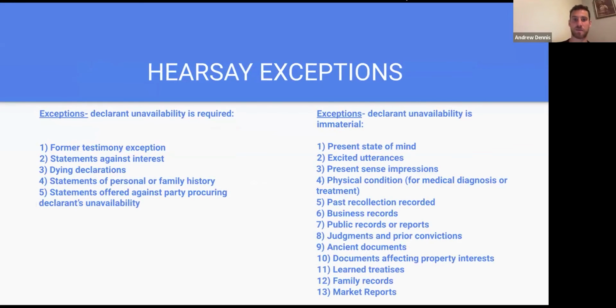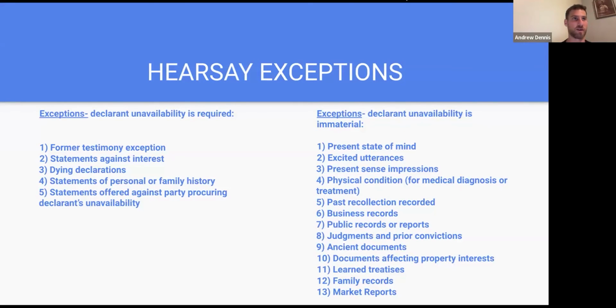Now here's the list of exceptions. And again, remember there's two categories: where unavailability is required and where unavailability is immaterial. Where unavailability is required: former testimony exception, statements against interest, dying declarations, statements of personal family history, statements offered against a party procuring the declarant's unavailability. And then the rest of them, it doesn't matter if they're unavailable or not. Unavailable means that they're not there to testify. They're dead or in a coma or out of the country or something like that, or they have no memory of the time.